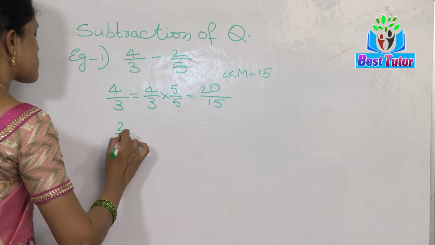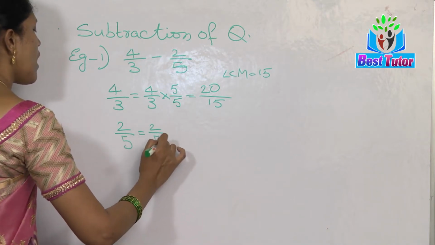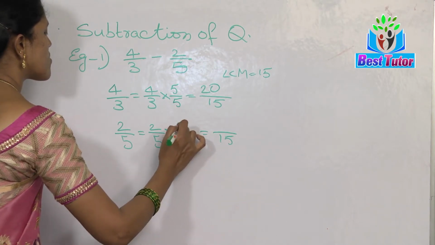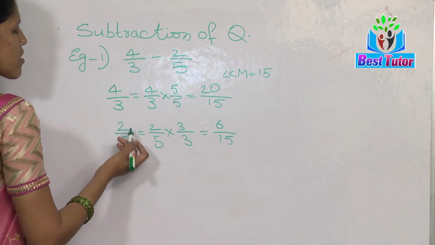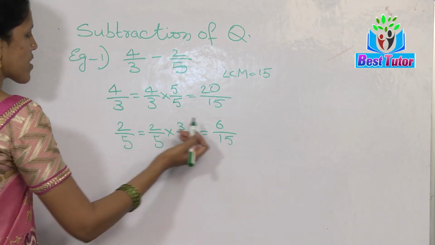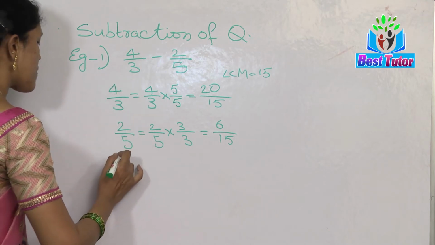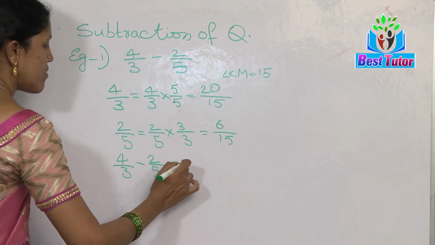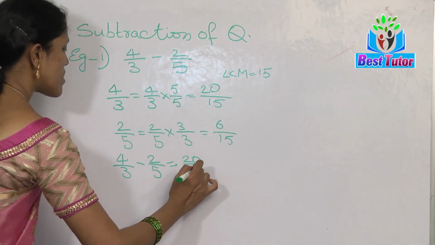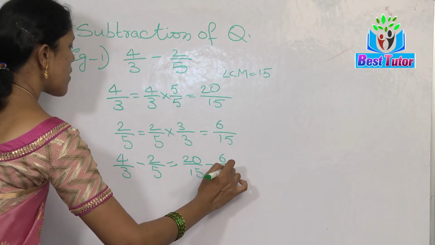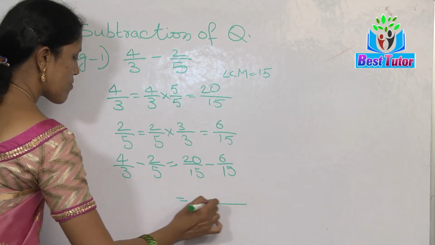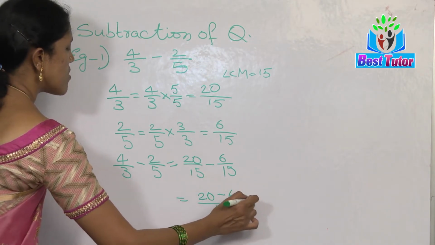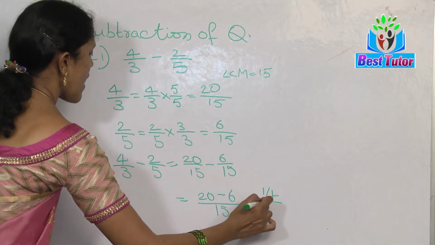2 by 5. I want the denominator to be 15. So 5 into 3 is equal to 15. So the rational number 2 by 5 has become 6 by 15. Now the entire subtraction has been changed into a simpler question. It's going to be 20 by 15 minus 6 by 15. The common denominator is 15. 20 minus 6, which is 14 by 15.